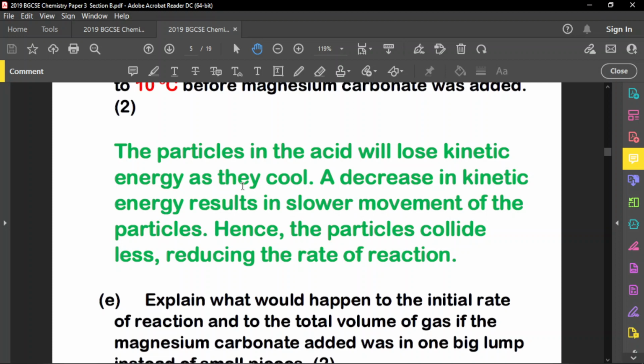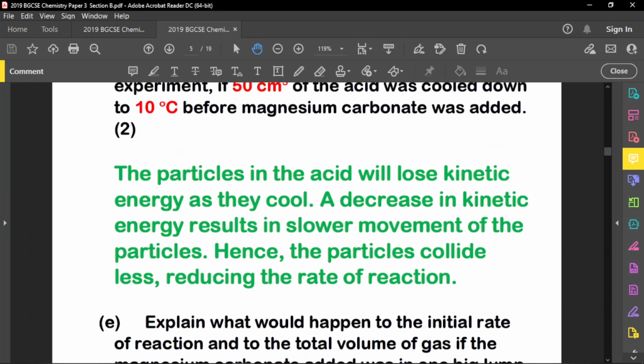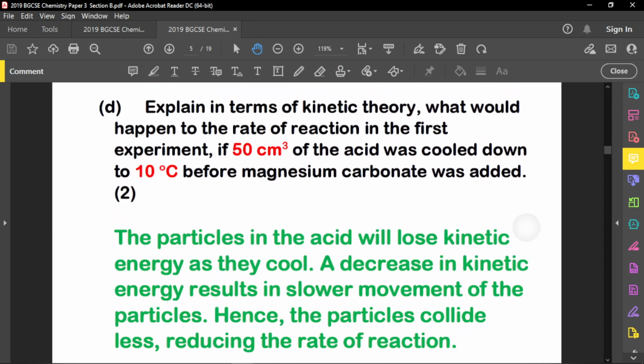Remember that temperature and kinetic energy are proportional, right? And so if you have a decrease in temperature, therefore, there's a decrease in kinetic energy. And a decrease in kinetic energy results in slower movement of the particles. And if you have slow movement of the particles, then the particles will collide less, reducing the rate of reaction. All right, so look at the question and the answer right there at the same time.